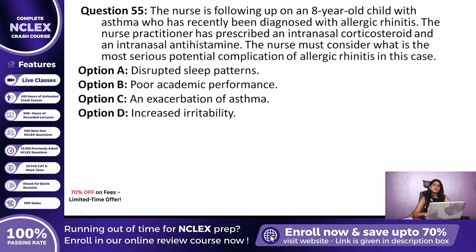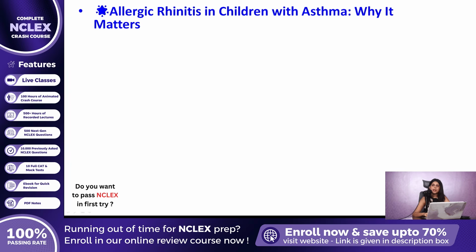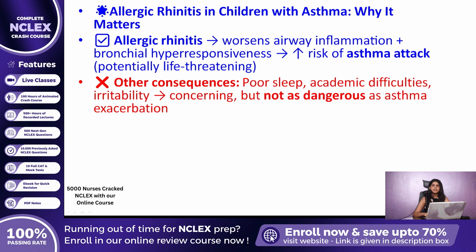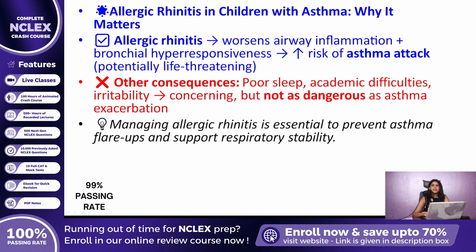Here is why. In children with asthma, allergic rhinitis can worsen airway inflammation and bronchial hyperresponsiveness, increasing the risk of an asthma attack, which could be life-threatening. Although poor sleep, academic difficulties, and irritability are possible consequences of allergic rhinitis, they are not as dangerous as the risk of an asthma exacerbation. The key point is that managing allergic rhinitis effectively is crucial for preventing asthma flare-ups and ensuring respiratory stability in children with asthma.